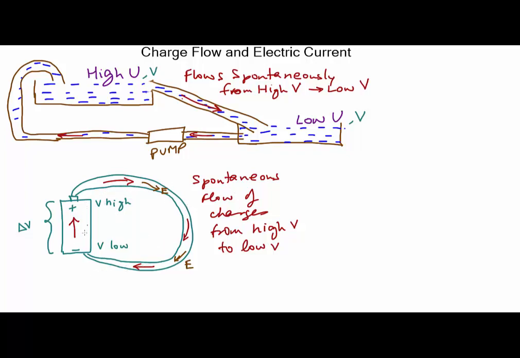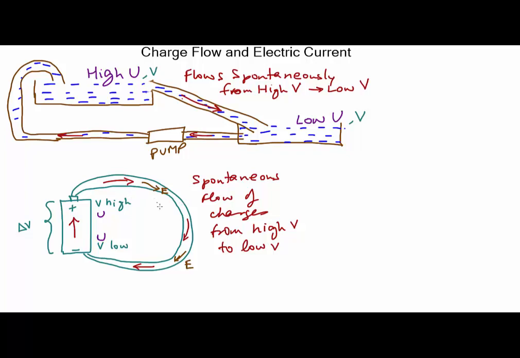And then inside the battery, it'll go from low potential to high potential as the battery does work on these charges, just like the pump did work on the water to move it from low potential to high potential. So charges at the positive end would have a higher potential and also a higher potential energy, and charges at the negative end have a lower potential and also a lower potential energy. So this is how the model of current was developed.